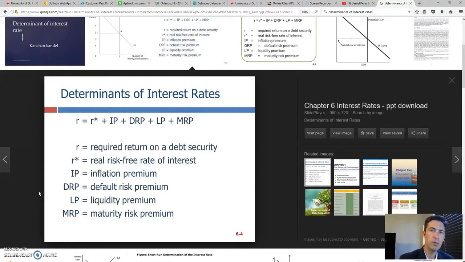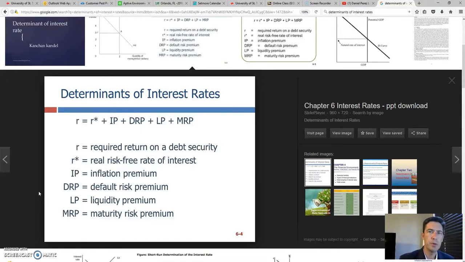So depending on how liquid this bond is or this loan is, like how quickly you can sell it to someone else, we're going to have to tag an additional percentage to this nominal risk-free, to this nominal interest rate. So again, if you were selling Tesla bonds, they're not going to be as liquid as US federal government bonds. So you want to add an additional liquidity premium to Tesla bonds compared to US government bonds.